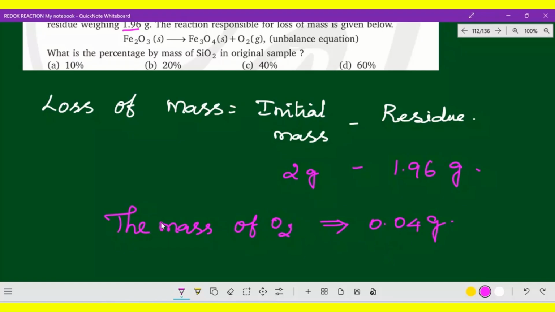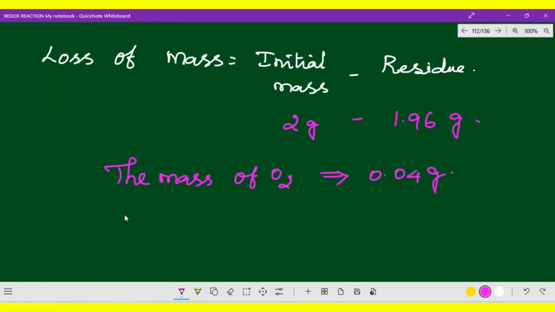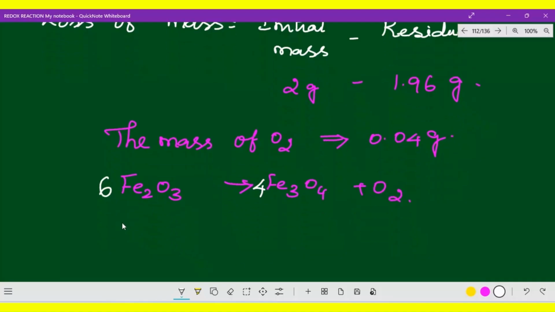0.04 gram. Now here is the unbalanced equation. Now balancing that equation: Fe2O3 gives Fe3O4 plus oxygen. But this is an unbalanced equation, no? So how do we balance this? Actually, 6 moles of Fe2O3, ferric oxide, gives 4 moles of Fe3O4 plus 1 mole of oxygen. So here 6 moles of Fe2O3 can produce 1 mole of oxygen.